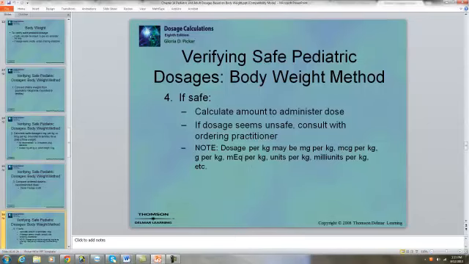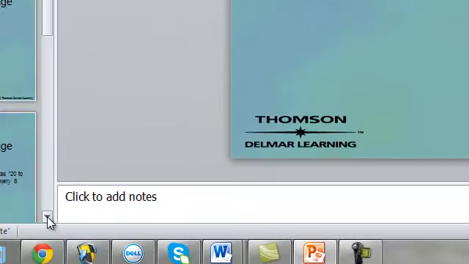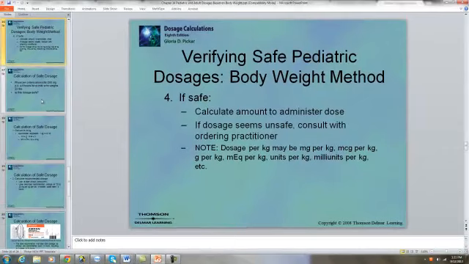We have to note that the dosage per kilogram may be milligrams per kilogram, micrograms per kilogram, grams per kilogram, milliequivalent per kilogram, units per kilogram, or milliunits per kilogram. So those are all methods of giving dosage.